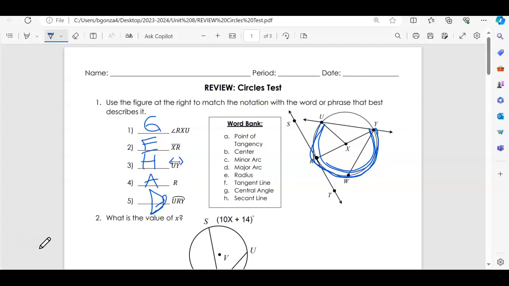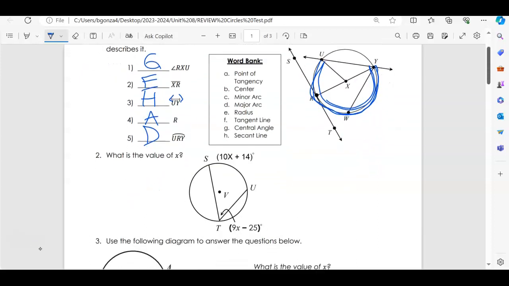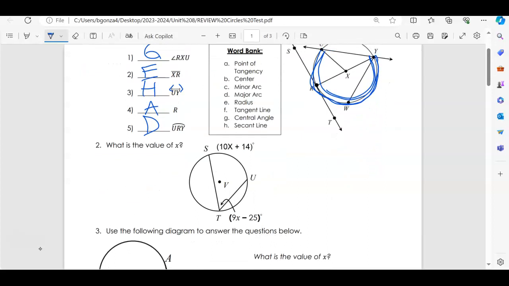Oh my gosh. All right, you might remember this. What is the value of x? Okay, so look, an inscribed angle is half of the intercepted arc. All right, so that means another way of thinking it is 2 times the inscribed angle equals the arc.